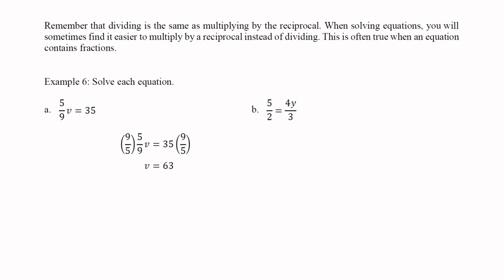For B, we're going to multiply each side by 3/4. And when we do, we're going to get 15 over 8, because remember, when you multiply fractions, you multiply straight across. 3 times 5 is 15. 4 times 2 is 8 on the bottom. And of course, your 4/3 and 3/4 cancel each other on the right-hand side.